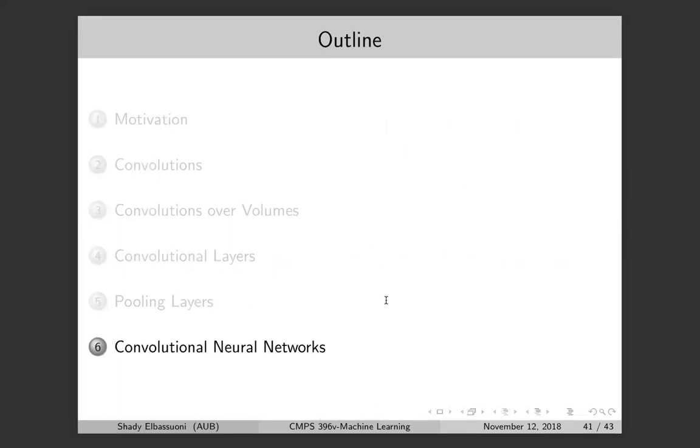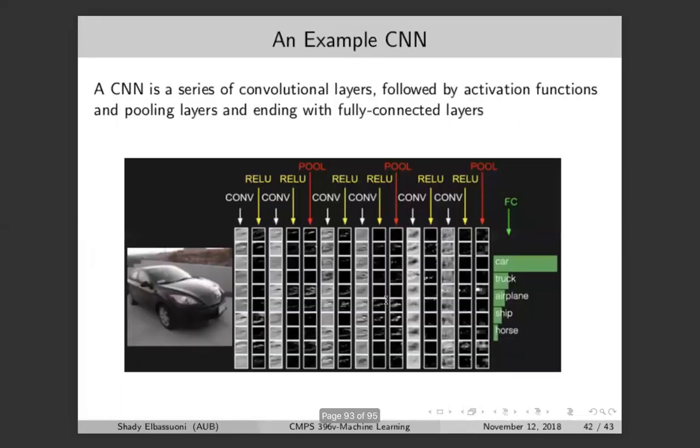A convolutional neural network is a series of convolutional layers followed by activation functions, typically ReLU, and then pooling layers, and then ending with fully connected layers. So the input is an image. Let's say our goal is to classify whether an image is an image of a car, truck, aeroplane, a ship, or a horse.